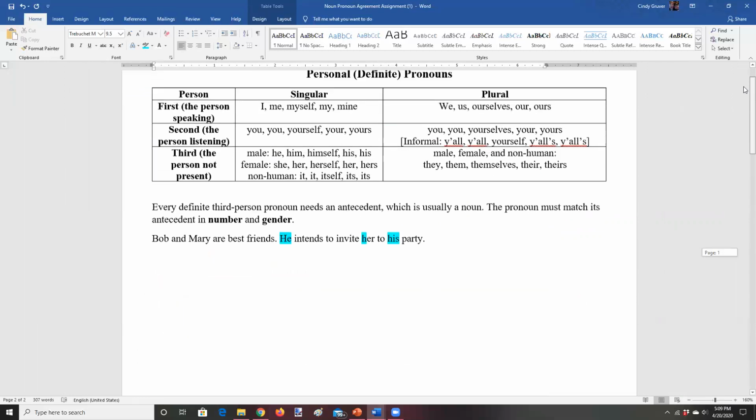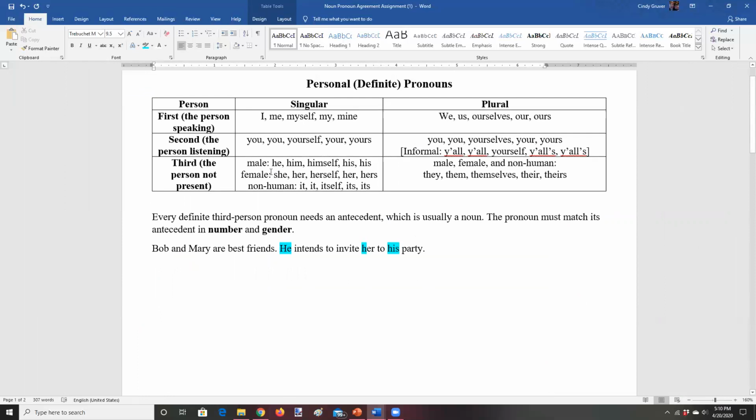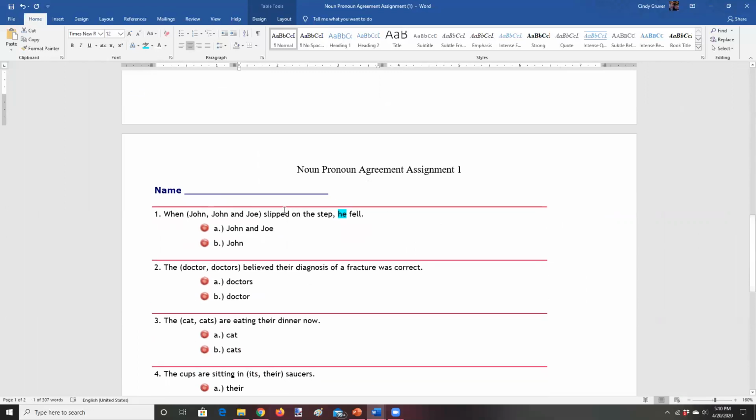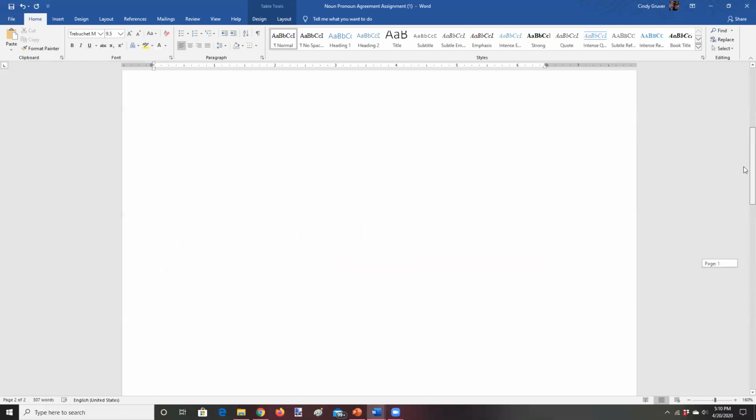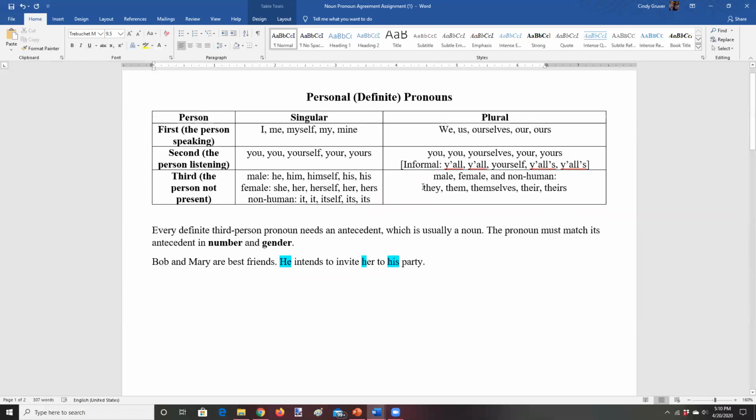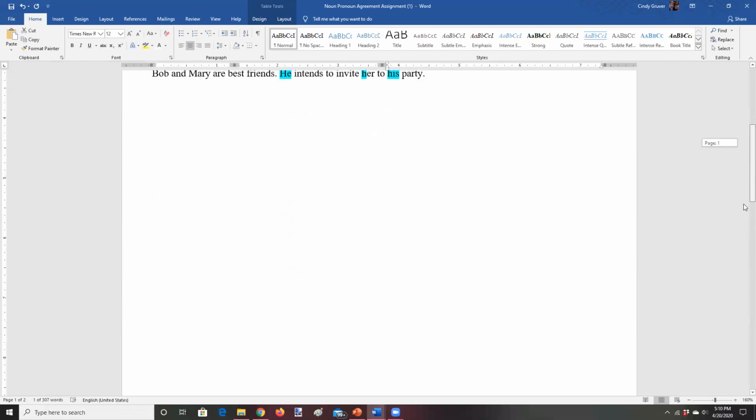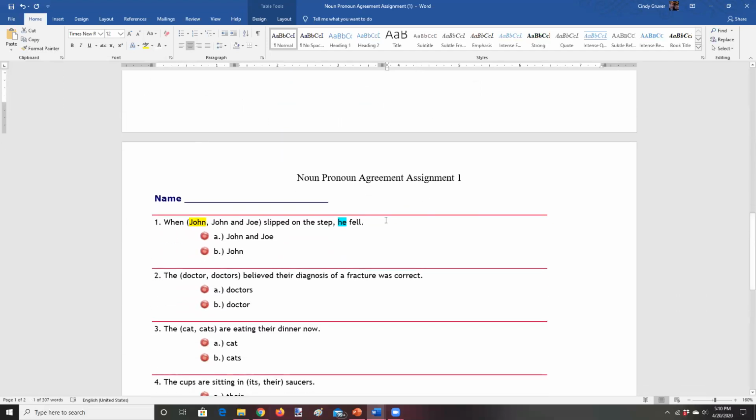Well, we know he is singular, third person singular. Look right here, we have the word he. So we know that our antecedent has got to be just a single person. In this case, John. When John slipped on the step, he fell. If we were going to have John and Joe be the antecedent, when John and Joe slipped on the step, that's plural, more than one, we would need to use they.